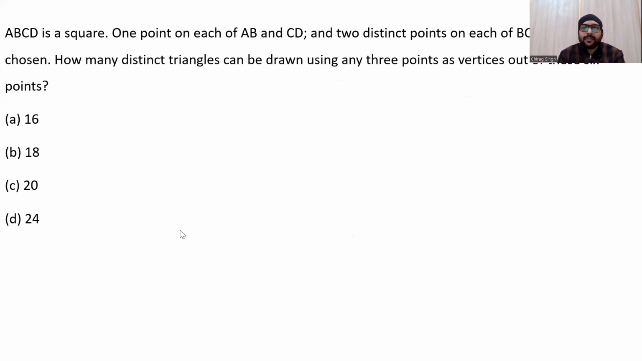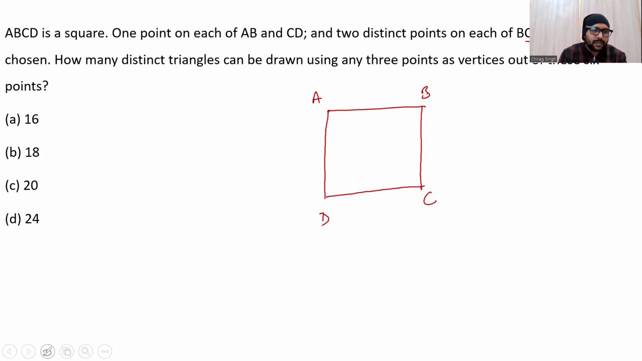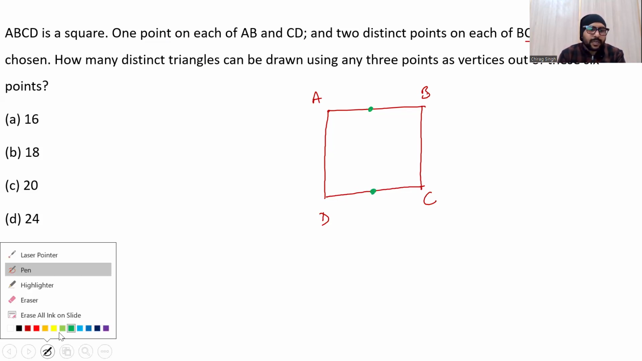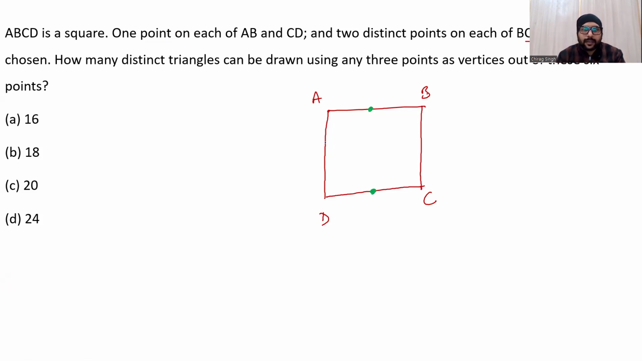The situation I have is ABCD is a square. One point on each of AB and CD, and two distinct points on BC and DA are chosen, which means let's say this is a square with A, B, C, and D. One point on AB and CD, and two distinct points on BC and DA. So this is my DA and this is BC.